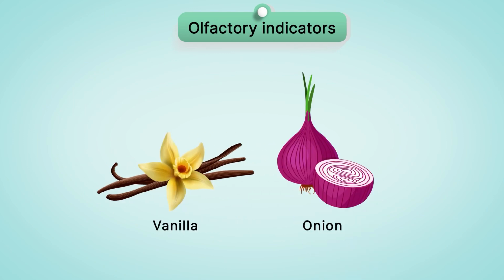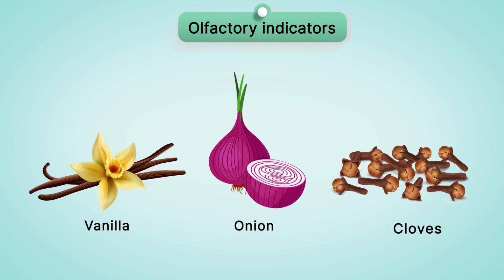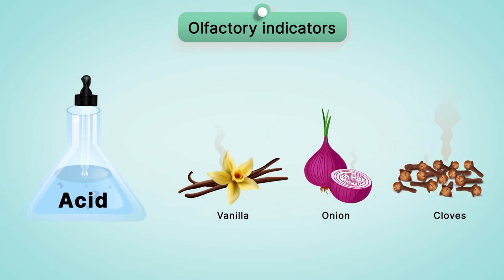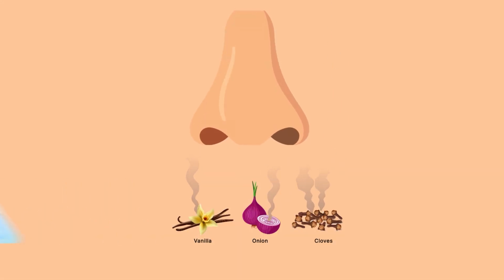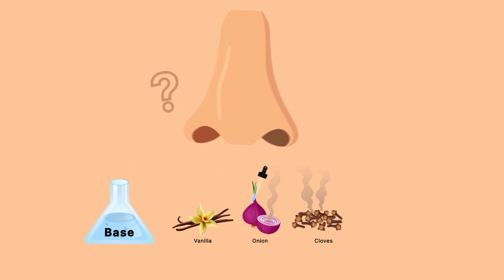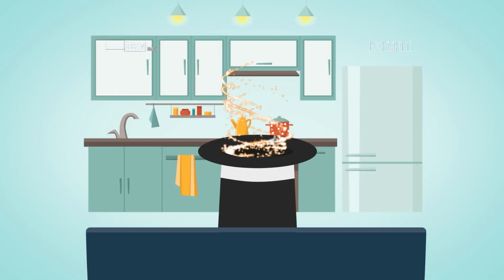Vanilla, onion, and cloves are considered to be such indicators. We all know these items have a characteristic odor. If we add acid to them, one can still smell the odor. But when we apply base to them, their smell vanishes. Interesting, right? So you got another magic trick from the Marvelous Kitchen today.